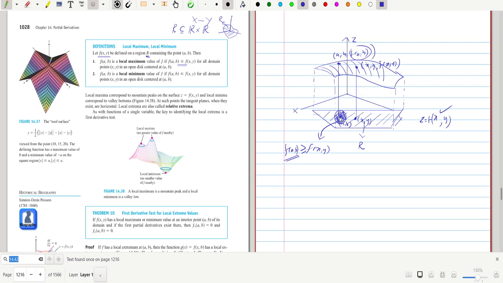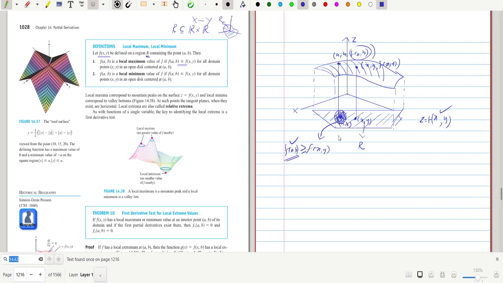Okay. So, in order to get the local maximum at (a, b), there should exist at least one neighborhood at which this f(a,b) dominates. That means in that disk about (a, b), a disk with the center (a, b), for any (x, y) belonging to that disk, you have f(a,b) greater than or equal to f(x,y). Then you can say that this f(a,b) is the local maximum.